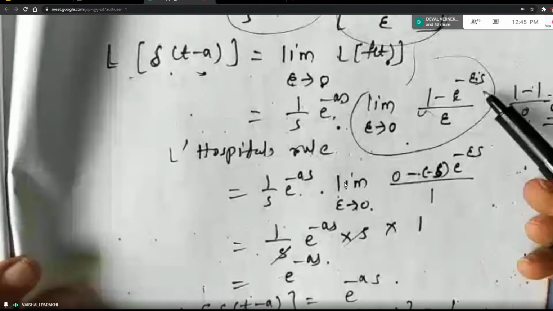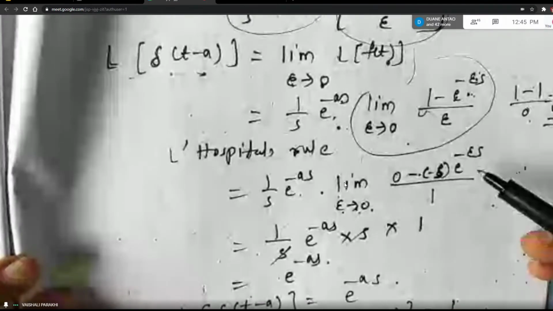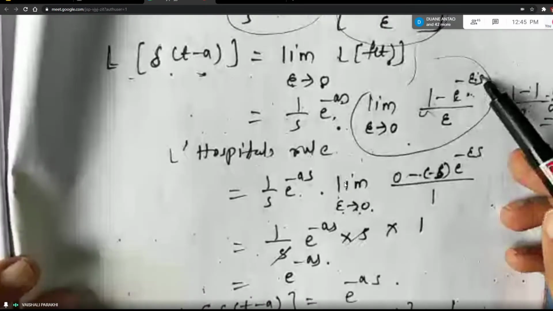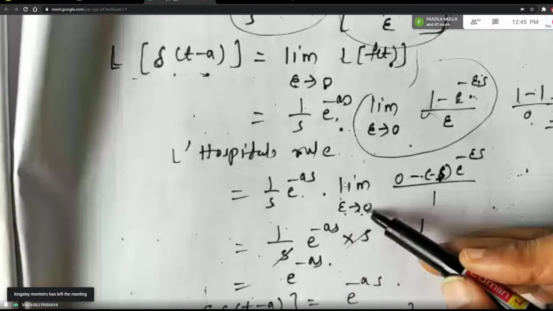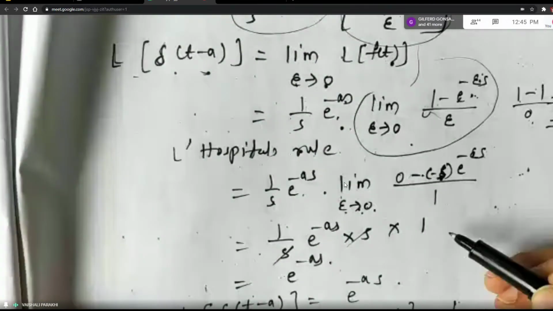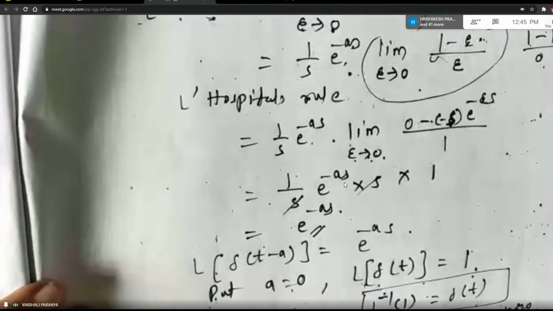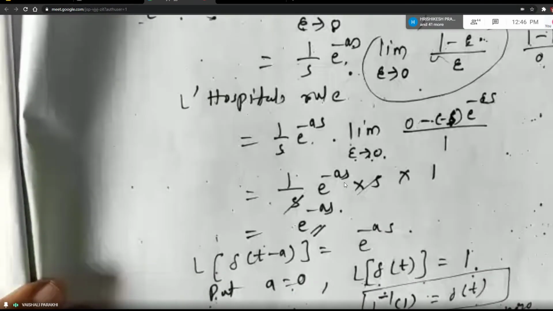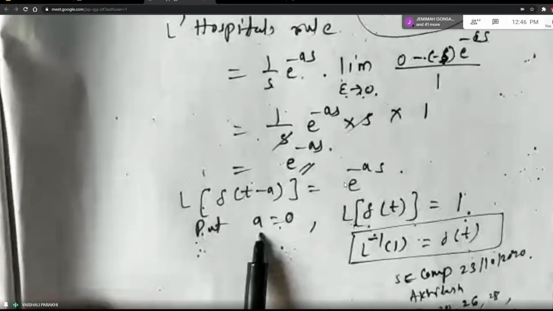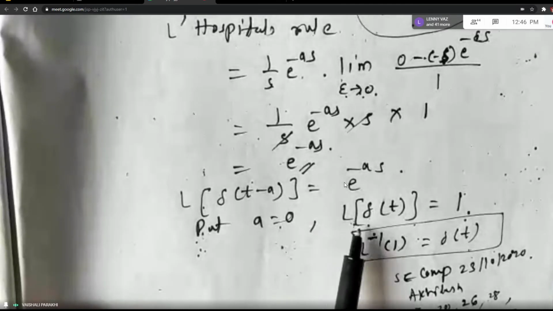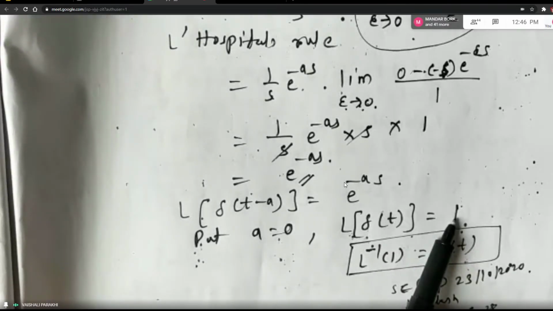Derivative of 1 is 0. Derivative of this with respect to epsilon, because epsilon is tending to 0: e raised to minus epsilon s into constant will be minus s. s will get cancelled, and when you replace epsilon by 0, you get 1 here. And the final answer is e raised to minus as. So the Laplace transform of the Dirac delta function is e raised to minus as. If you put a is equal to 0, what will you get? L of delta t is equal to 1, because a is equal to 0.